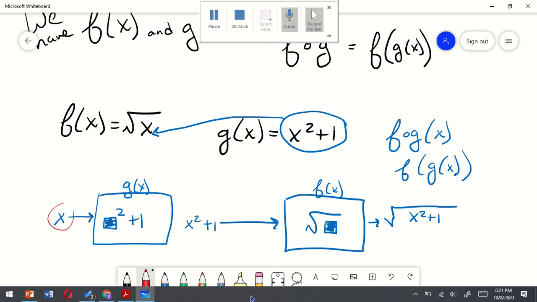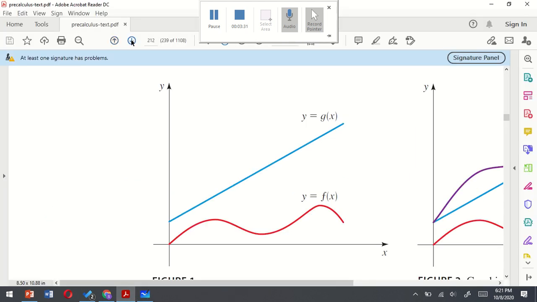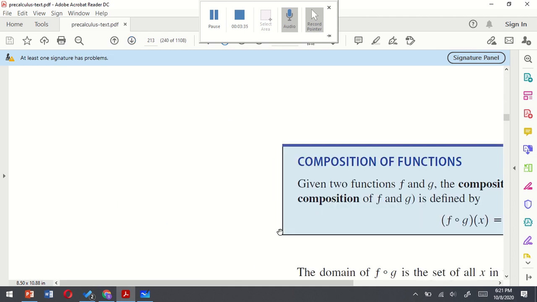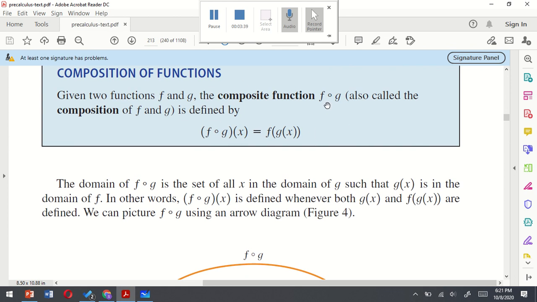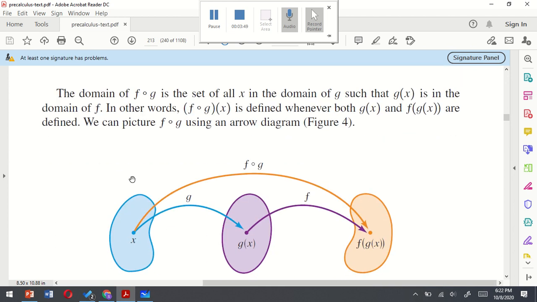They also show a little bit in the book of the mapping diagram as well. Let me just get to the right page. On page 213, there's the definition of composition. That's our composition symbol. So instead of a dot like multiplication, it gets an open circle, composition. But we have an idea of the mapping diagram.